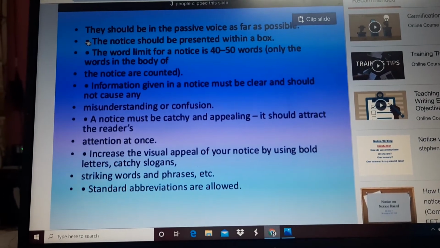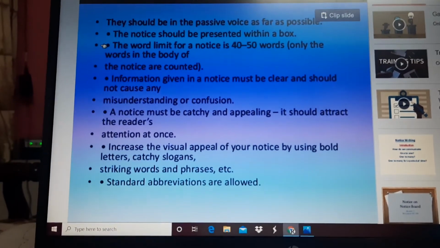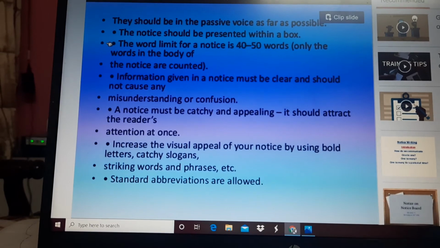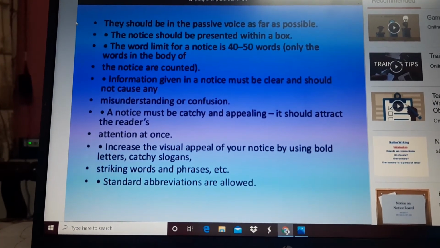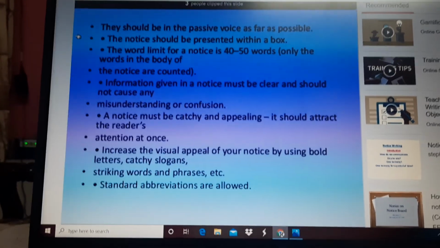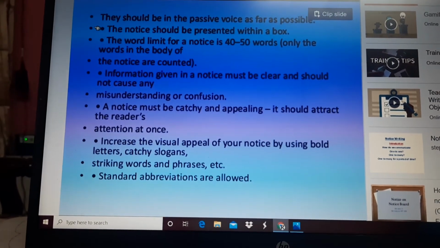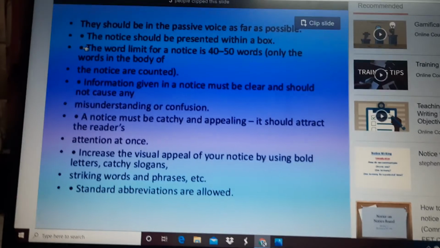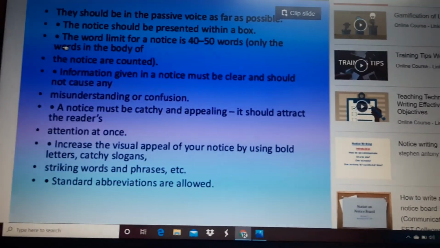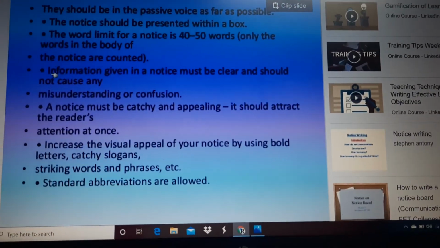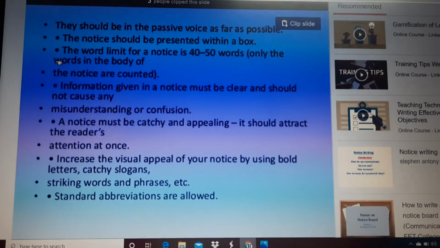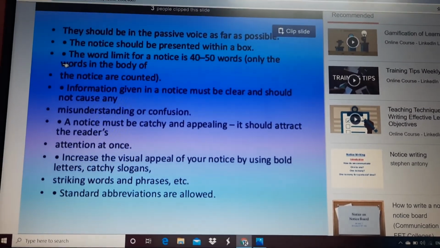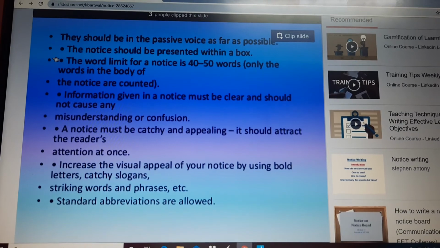And some other points to be kept in mind: it should be in the passive voice as far as possible. So active voice should not be used when you write the notice. And the notice should be presented within a box. I have already told you this. And the word limit is just 40 to 50 words. And information given in a notice must be clear, and there should not be scope for any kind of misunderstanding or confusion. A notice must be catchy and appealing.